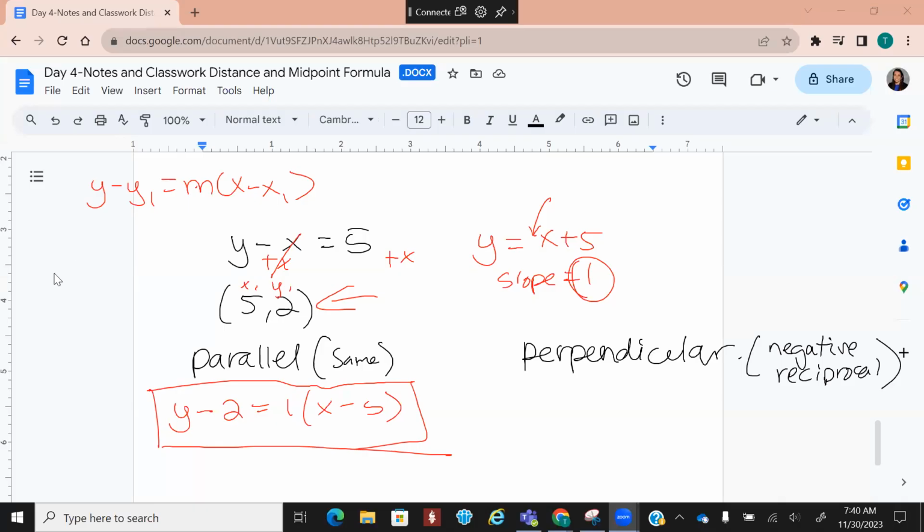Perpendicular. Now, we have to do the negative reciprocal. So if I have a slope of 1, and I wanted to flip it, that would just still be 1 over 1, but I'm going to make it negative. Okay? I'm going to do the exact same equation, except my slope is just going to be negative 1. So I'm going to say y minus 2 equals negative 1 times x minus 5. Parallel would be first, and then after that.